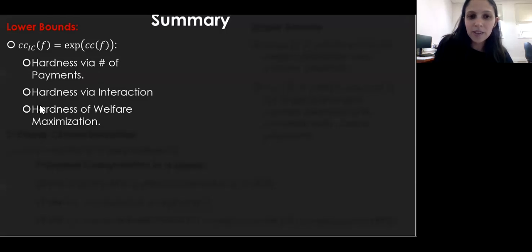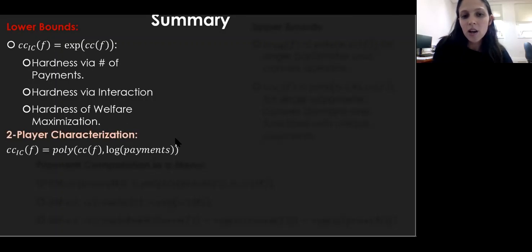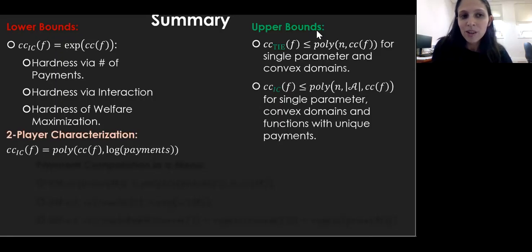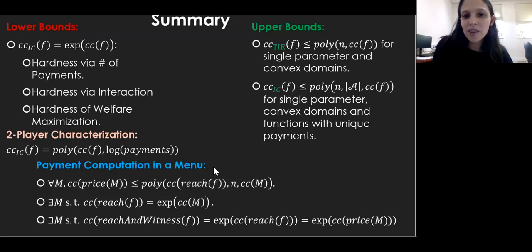So what we've done is that we've shown hardness via the number of payments, hardness via interaction, and we've also shown hardness of welfare maximization. We've shown a two-player characterization, and we've shown some algorithms also for truthful in expectation implementations and also for deterministic implementations. And we also have a third kind of results that we are not going to talk about. So thank you.